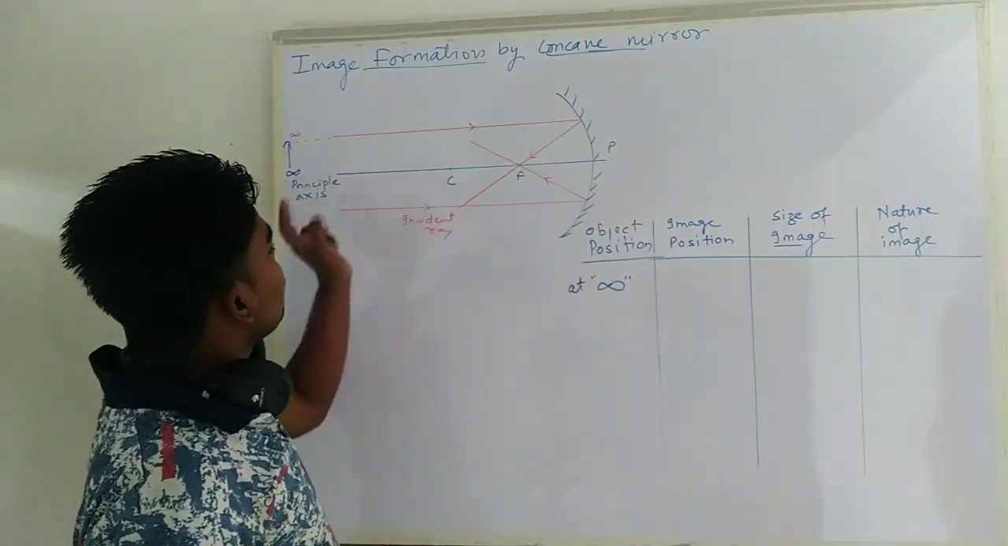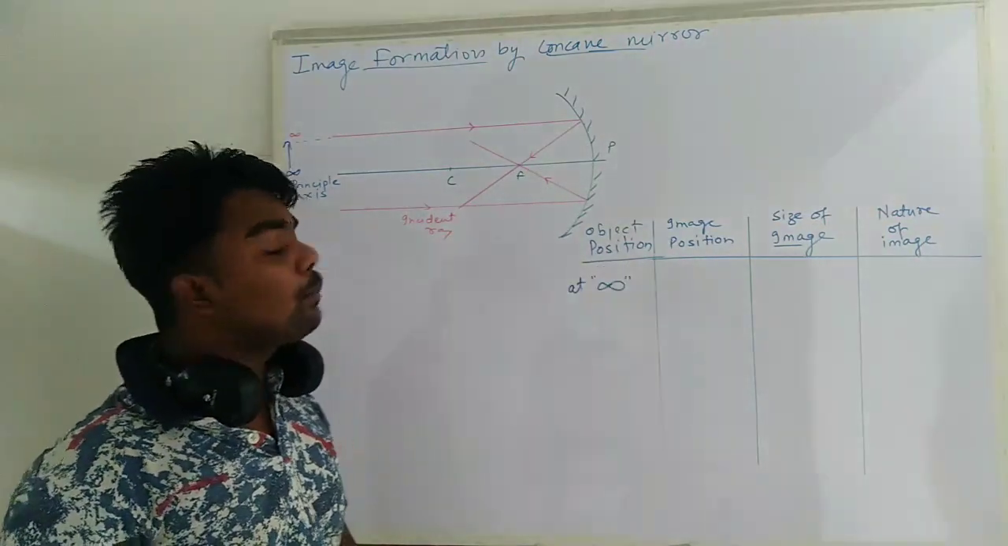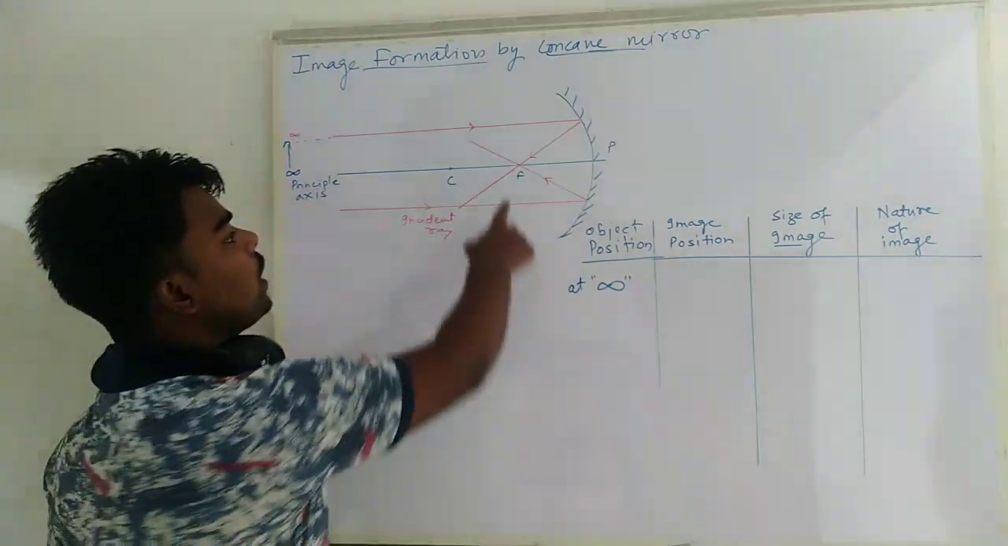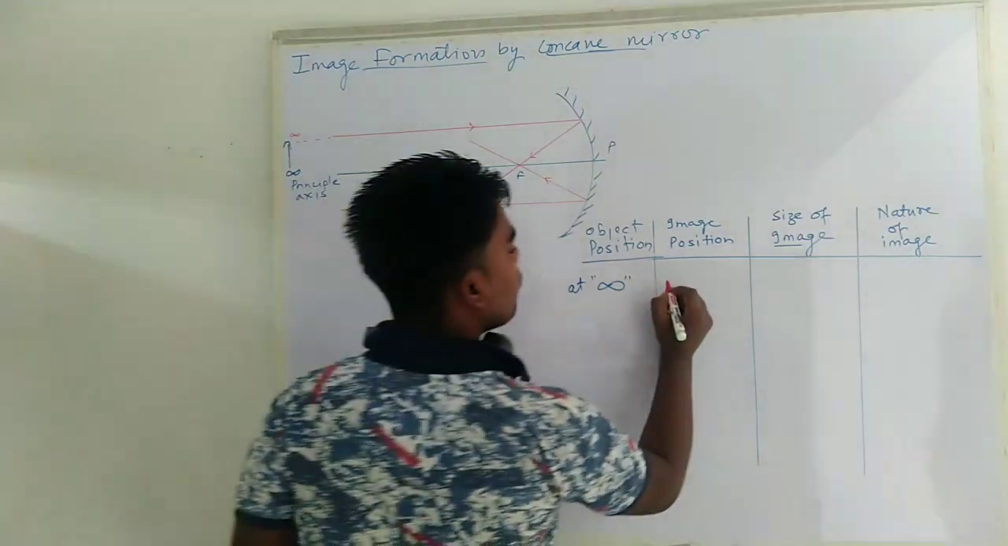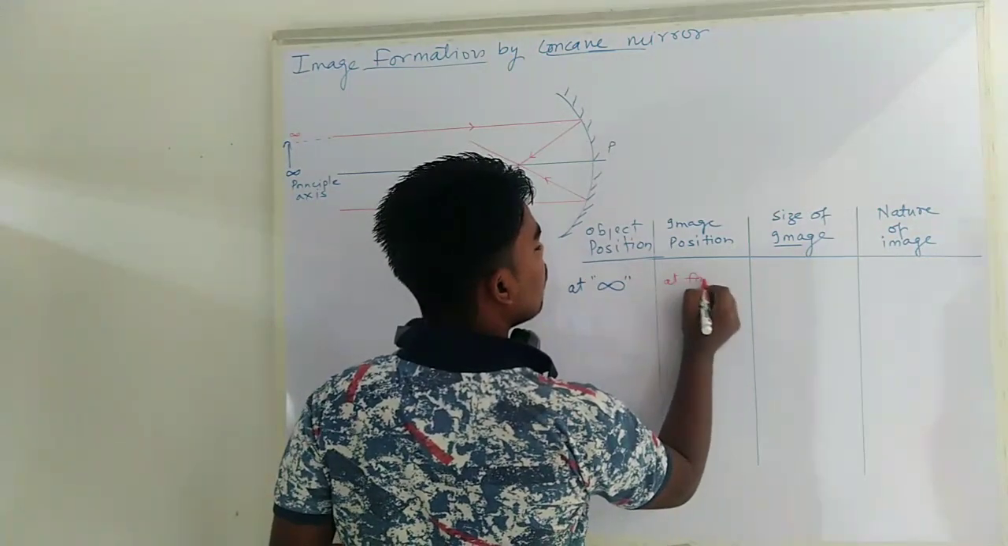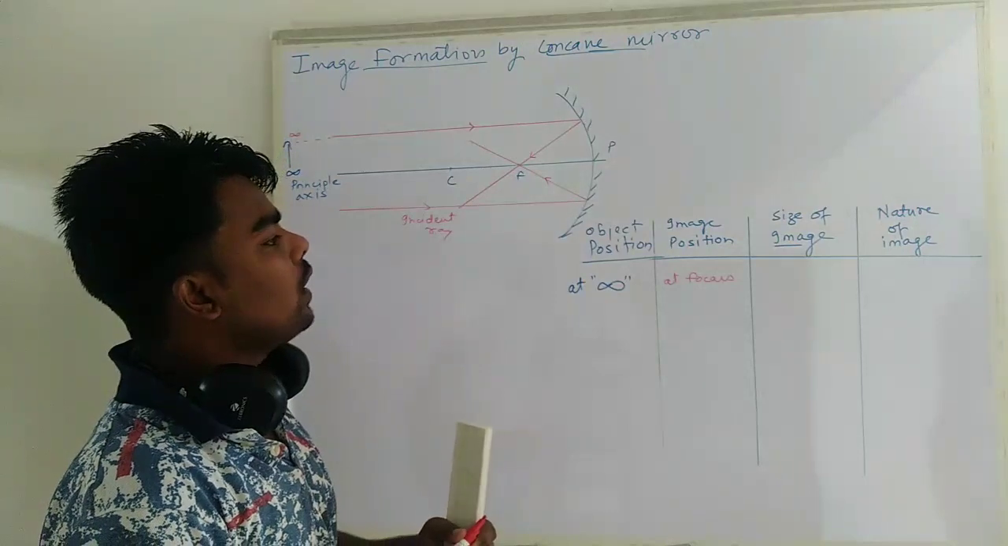Okay, so what is the position of the object? The position of the object is at infinity. What will be the position of the image? The image will form where the light rays are intersecting. So the image will form at focus.